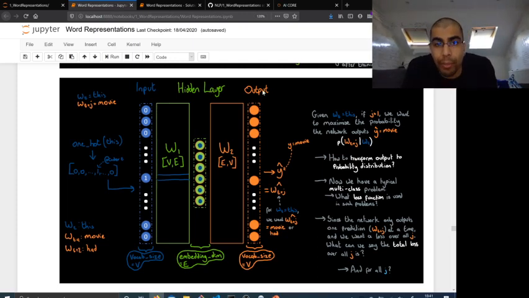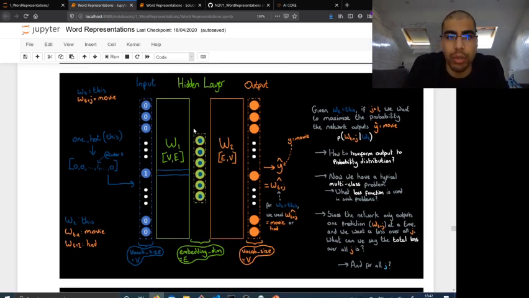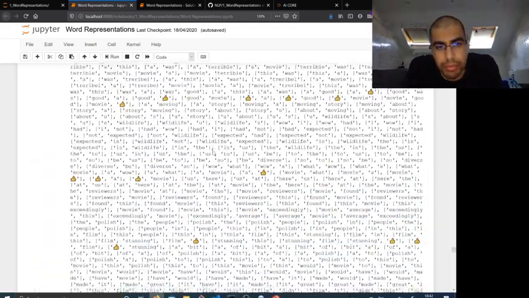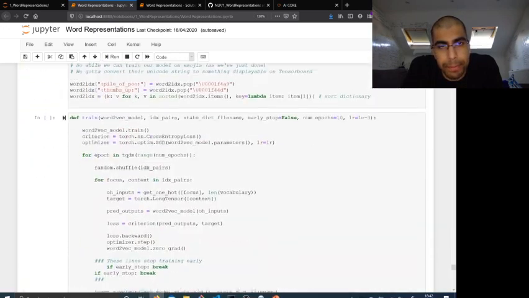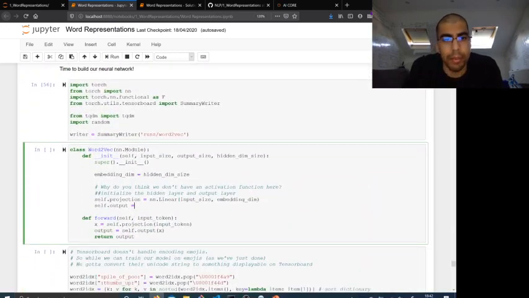And from our hidden layer to our output layer, we're going to have an E times V matrix: embedding size down and vocabulary size across. That's the transformation that we apply from our hidden layer to the output layer. To do that, we have nn.Linear, and we take in embedding dim and return output size.